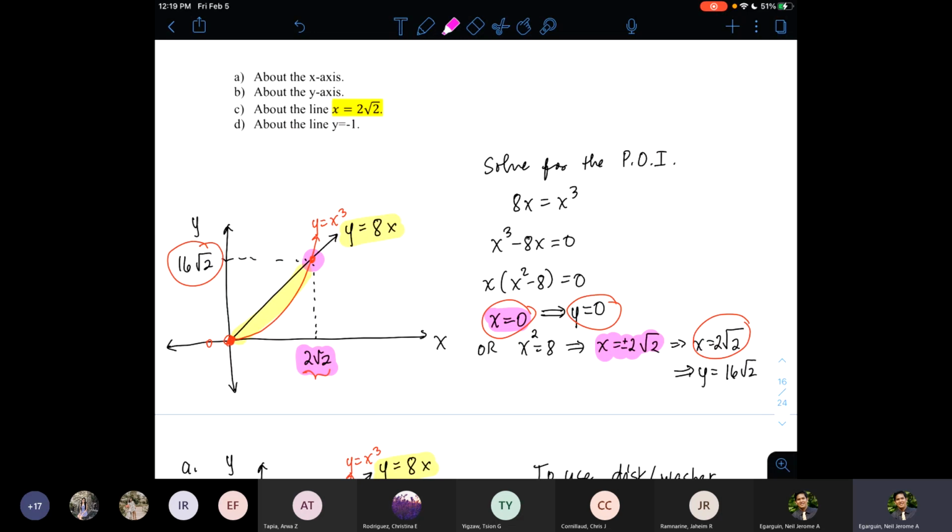Well, you can plug in 2 root 2 into either 8x or x cubed, and you will get 16 root 2, right? I just decided to plug it into y equals 8x because it's easier to compute, so I get 16 root 2. But you'll get the same answer if you plug into y equals x cubed. Okay?